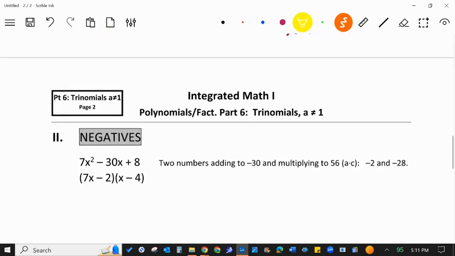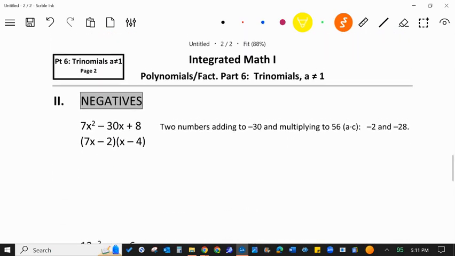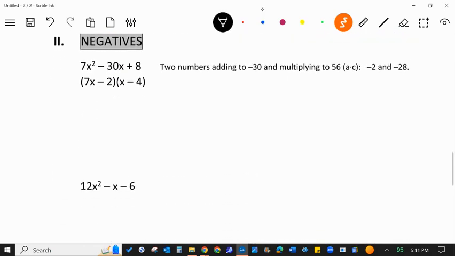Let's look at when there are negatives involved. All right, so on this example, 7x squared minus 30x plus 8. So I'm going to multiply to 56 and add up to negative 30. So we have negative 28 and negative 2. So why 56? 56 because 7 times 8 equals 56.